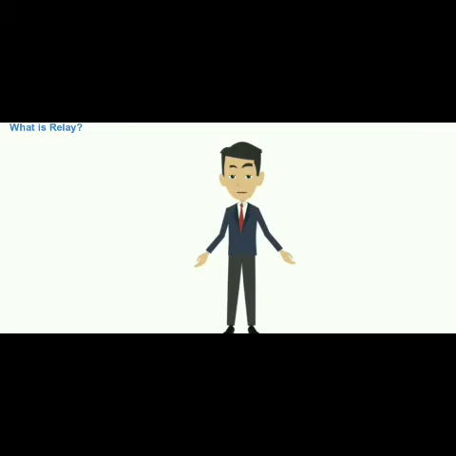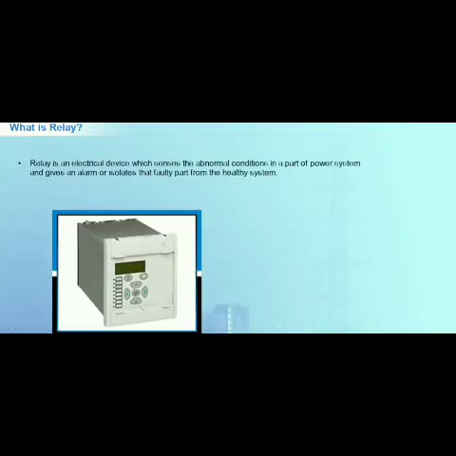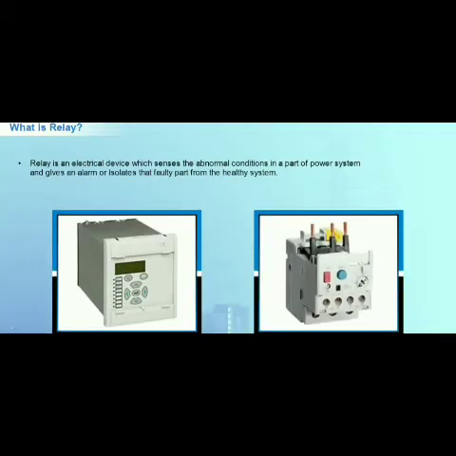Let us begin by understanding what a relay is. A relay is an electrical device which senses the abnormal conditions in a part of the power system and gives an alarm or isolates that faulty part from the healthy system.